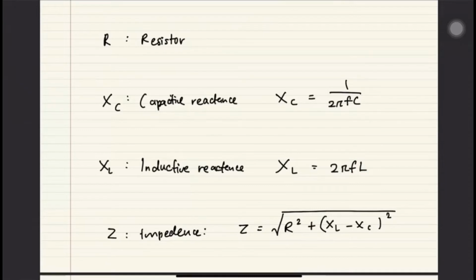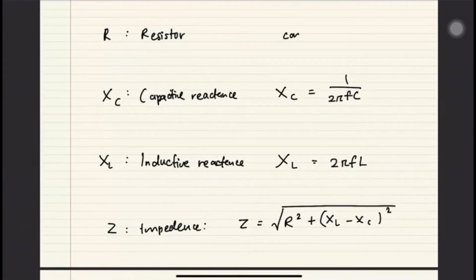So you can see that over here, the resistor is basically a constant value. Okay. So as long as you have a constant temperature, the value for resistor is a constant. Okay. On the other hand, over here, you can see that XC actually depends on the frequency. Okay. Capacitance is constant, but the frequency can change. Okay. It really depends on the frequency.